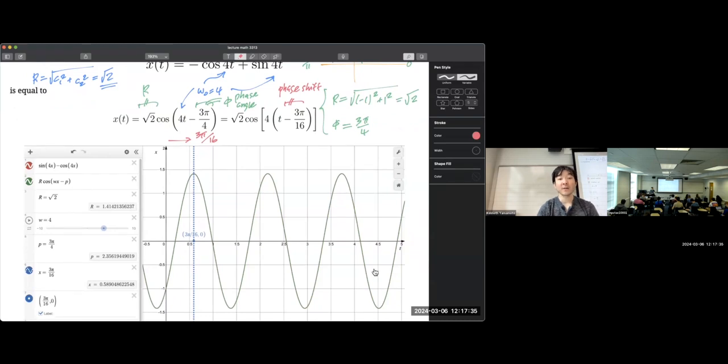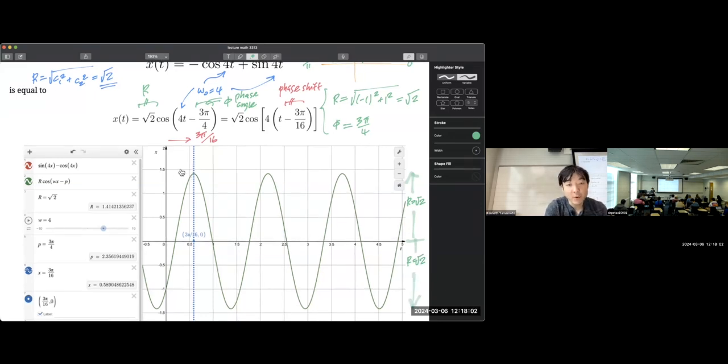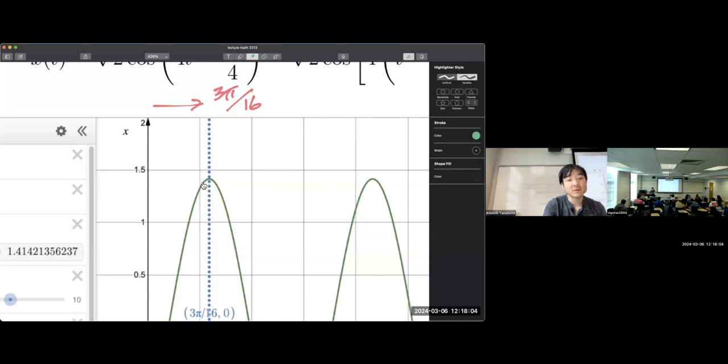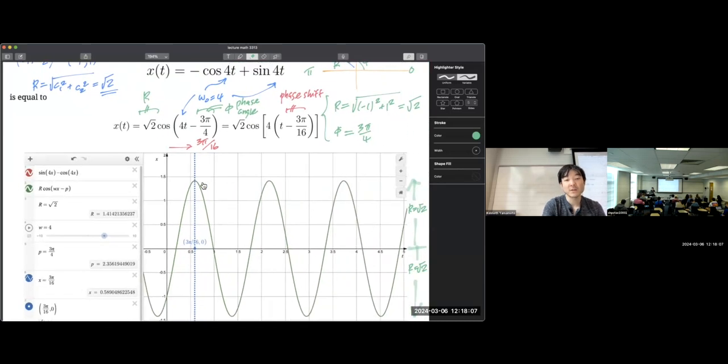The other thing to notice about this graph is the amplitude, which means how far it goes up and how far it goes down, is given by the square root of 2. So r is square root of 2, and that is the extent that this thing goes up and down. This is like 1.5 right here, so the square root of 2 will be just under 1.5. So that's describing how far.